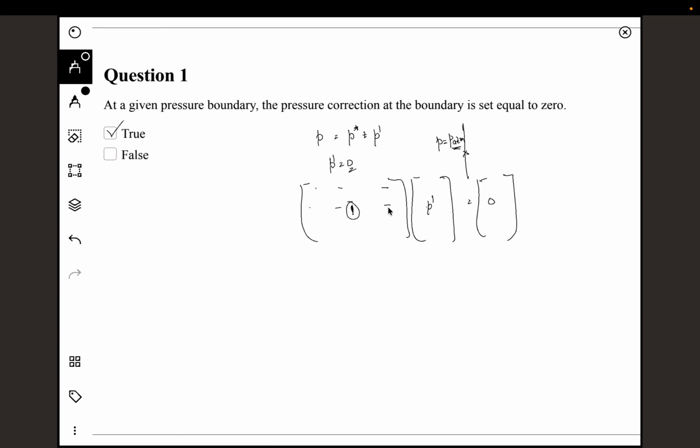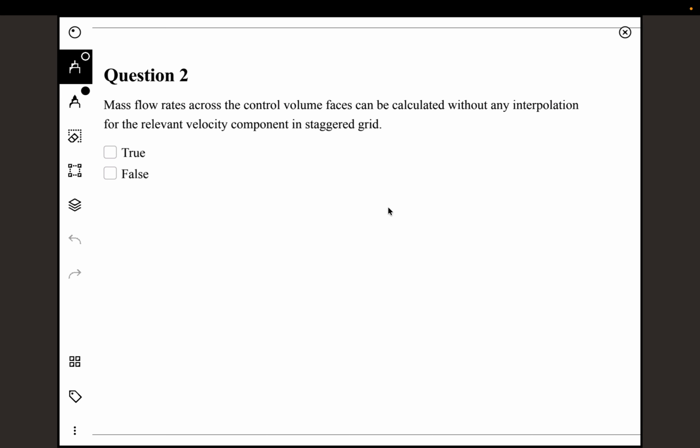Okay, question number 2. Mass flow rates across control volume faces can be calculated without any interpolation for the relevant velocity component on a staggered grid. What do we have? So this is my domain. These are my faces. When we are calculating mass flow rate, like Fe, basically rho UE times AE.